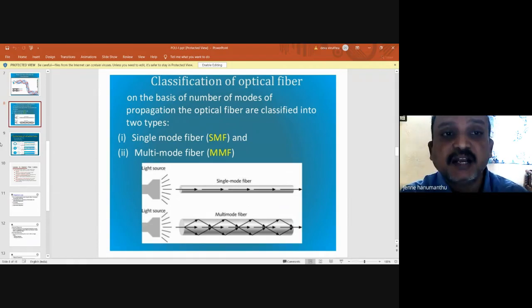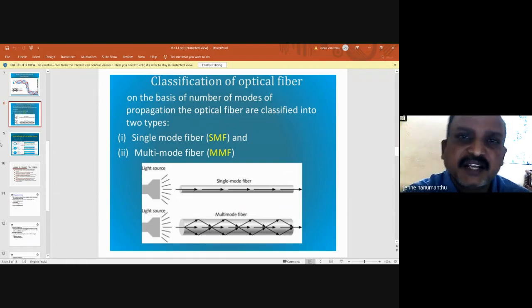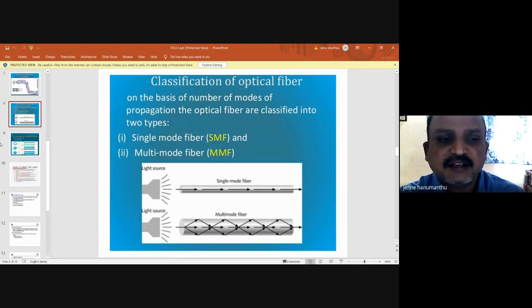Path means here, mode. Mode means path. Number of modes, number of paths available that the light may take. Maybe there may be some disadvantage in the multimode. We will see later. What is the disadvantage? Already we discussed, I think so. What is it? Group delay.